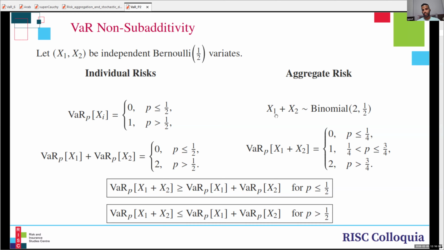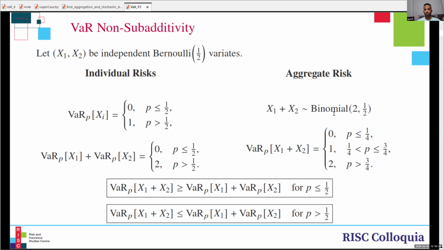Now, let's switch to the aggregate risk. In the aggregate risk, which is x1 plus x2, you're adding two Bernoulli variables. And you know that two Bernoulli variables that have the same success probability give us a binomial distribution, where the number of Bernoullis is the number of trials in our binomial distribution. So x1 plus x2 gives us a binomial with 2 trials and success probability p.